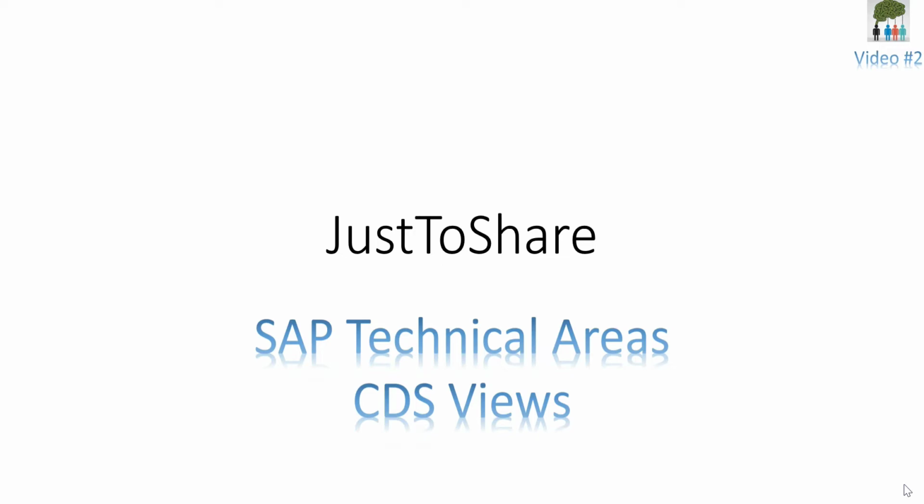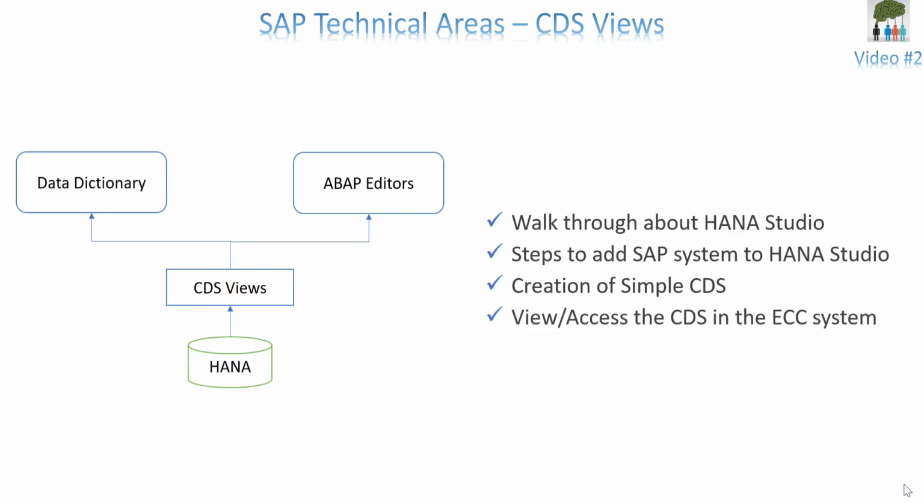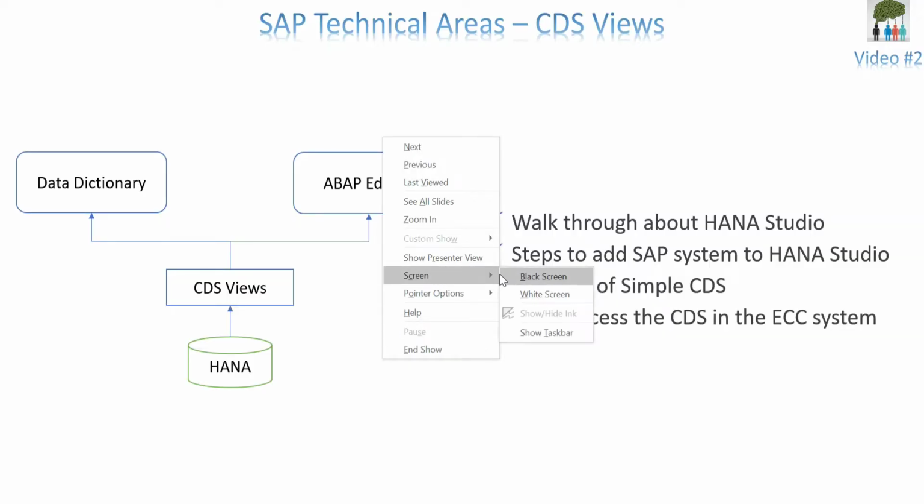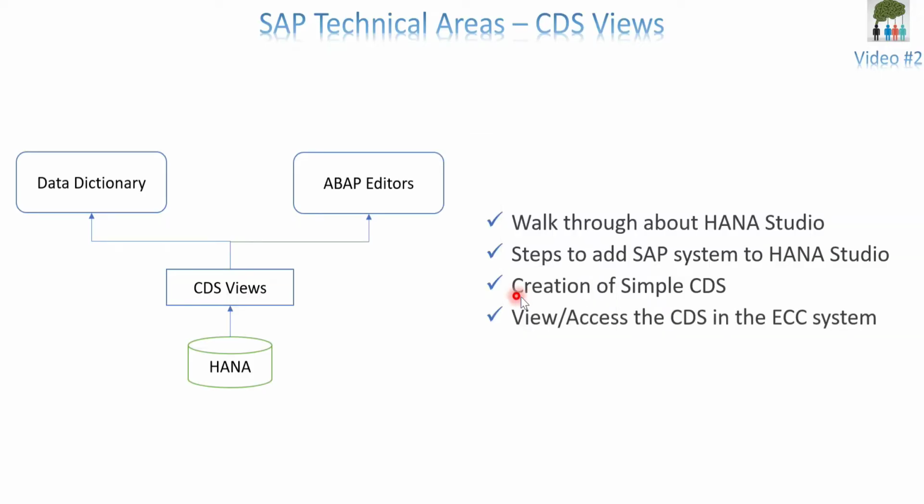So here, let me go to the next one. This is the overall idea of today's video. I'm going to create a simple CDS on top of HANA, and while activating, I'm going to see the same thing in the data dictionary, and I'm going to call the CDS view through my editors. It can be your program, a function module, or any type of class.